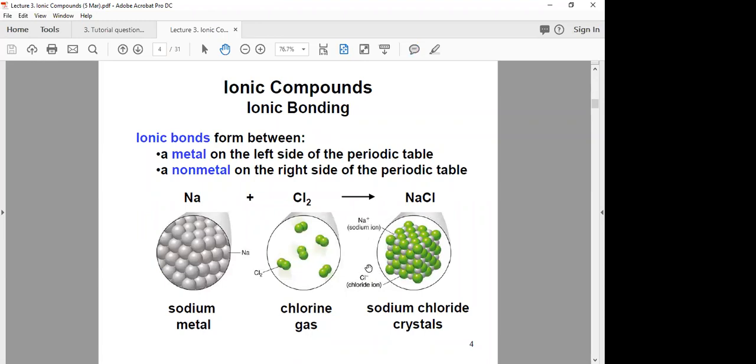And that's an electrical attraction, which we call an electrostatic attraction between the two. And the nature of that attraction between the two we call an ionic bond, and that's what brings them together and enables them to join together to form sodium chloride, this compound sodium chloride.